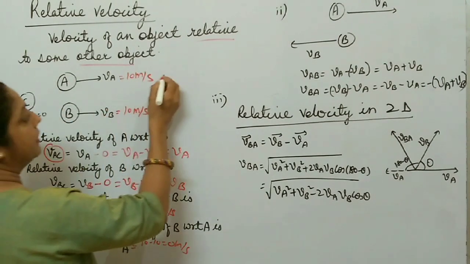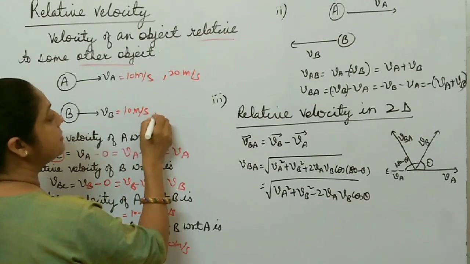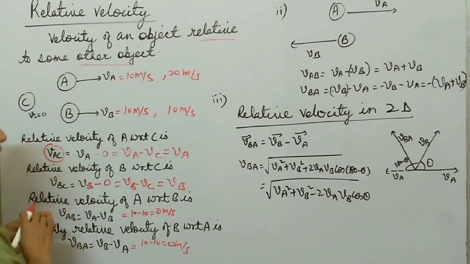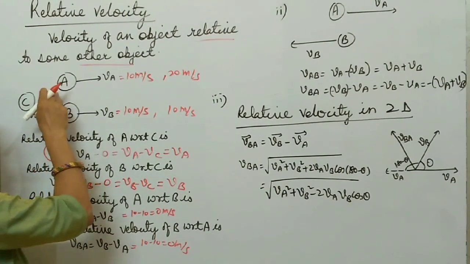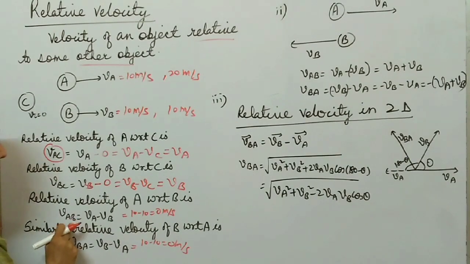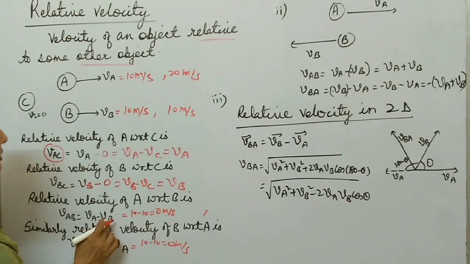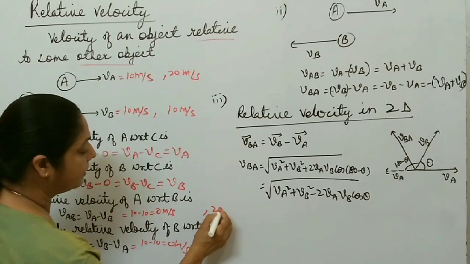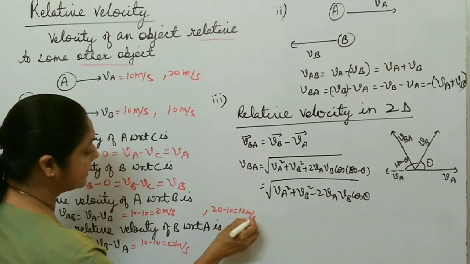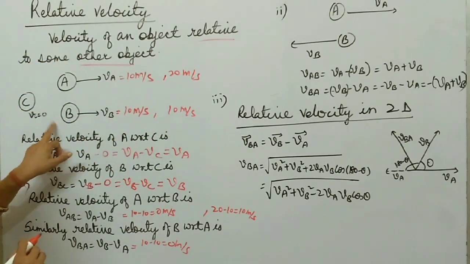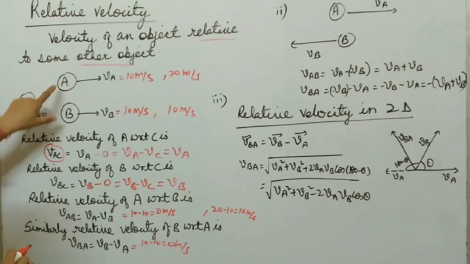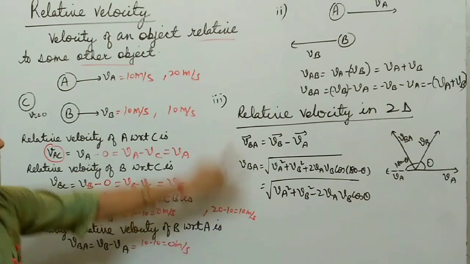Suppose A is moving with 20 meter per second and B is moving with 10 meter per second. In this case, C observes the velocity of A as 20 meter per second and the velocity of B as 10 meter per second. But when B observes A, the velocity of A with respect to B becomes what in this case? VA minus VB means 20 minus 10, that is 10 meter per second. So when B observes A, the velocity of A becomes 10 meter per second, not 20, right?